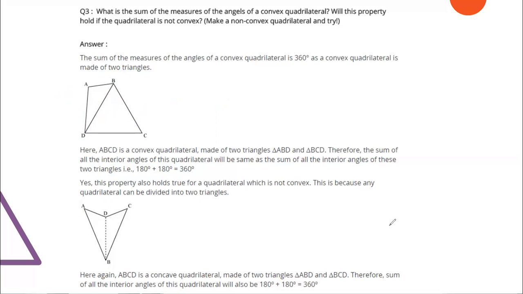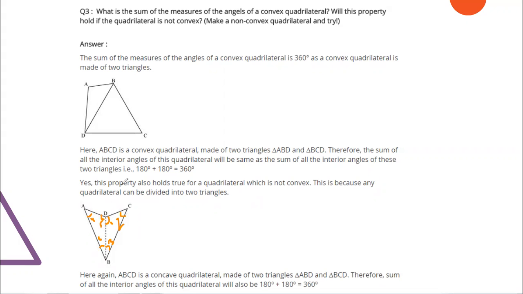Now let us try it out. If you draw a line segment joining point B and point D, let me join that. You can observe that two triangles are formed: triangle number 1 and triangle number 2. If you clearly observe, in this quadrilateral as well we have 6 angles: angle number 1, angle number 2, angle number 3, angle number 4, angle number 5, and angle number 6 over here, right?